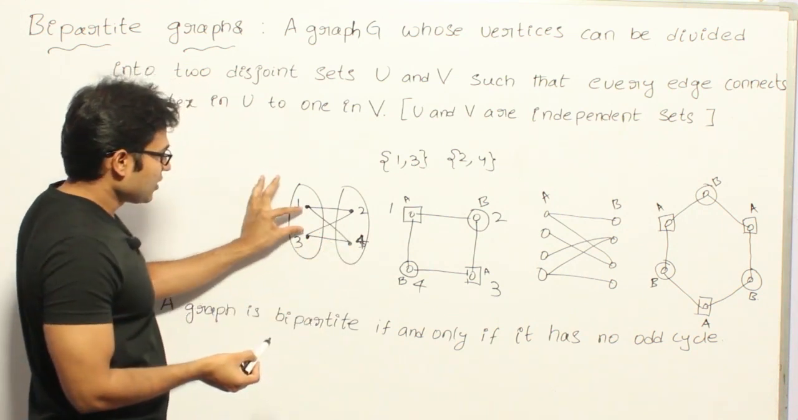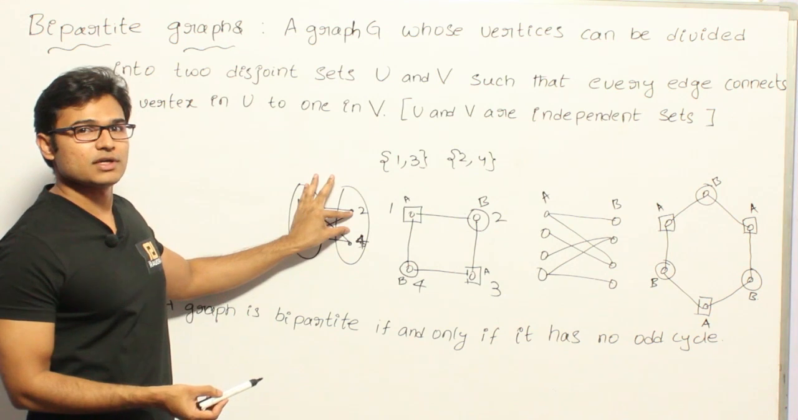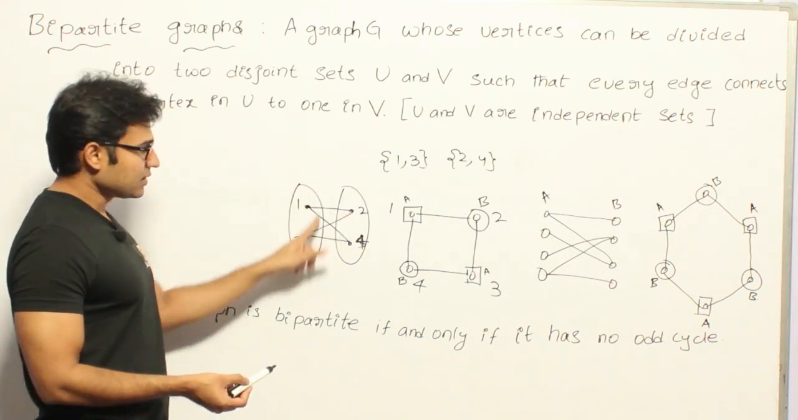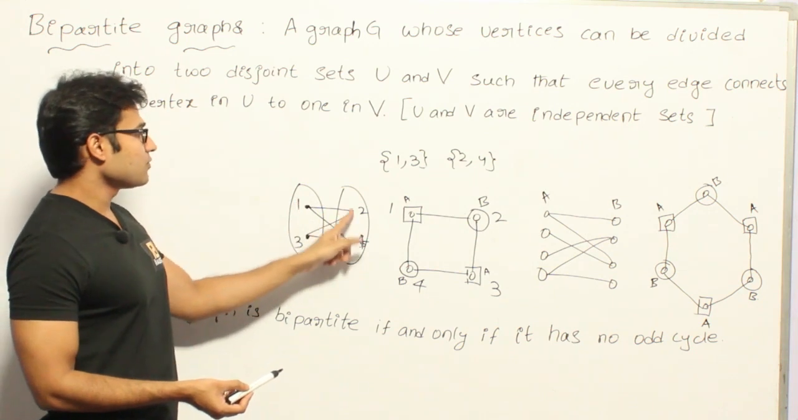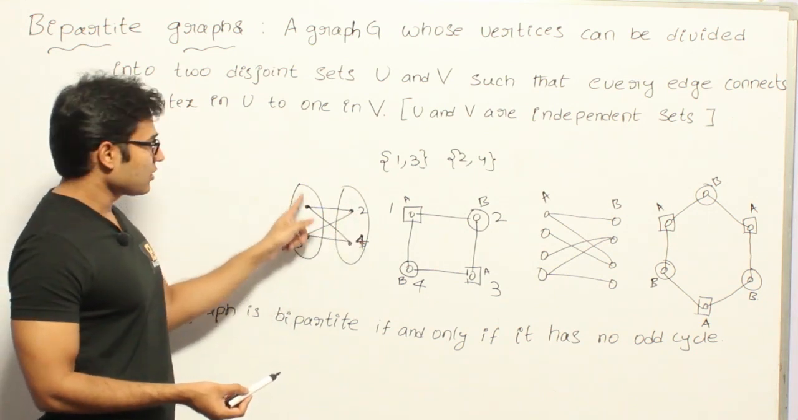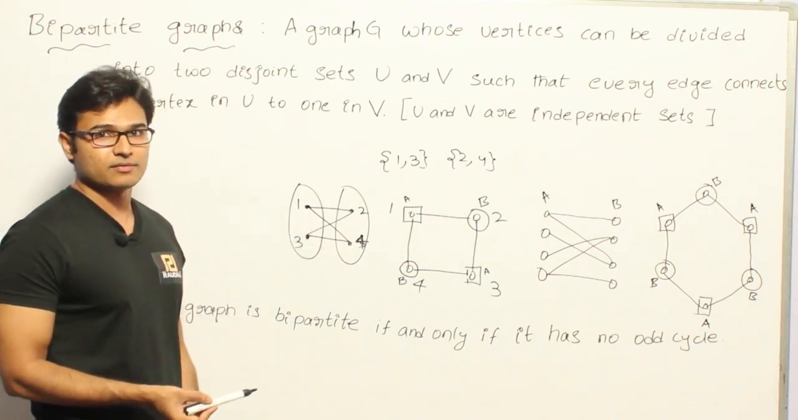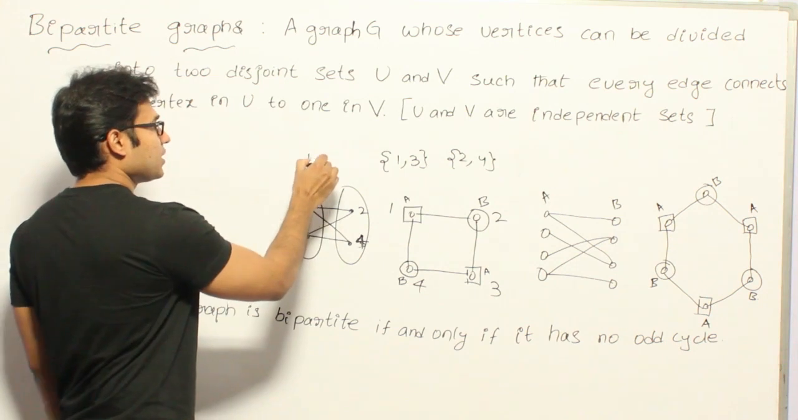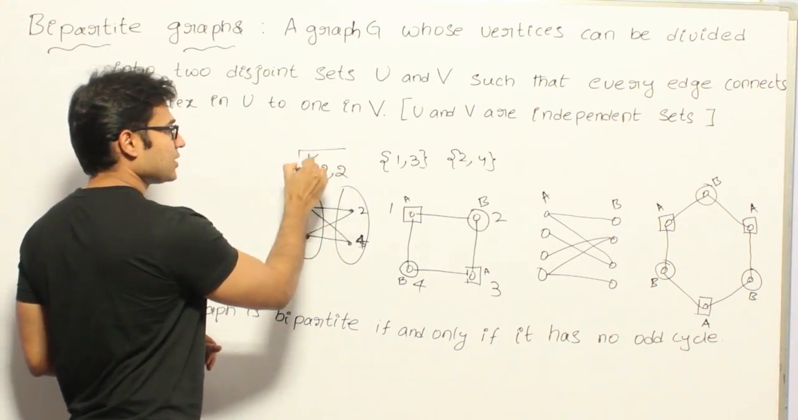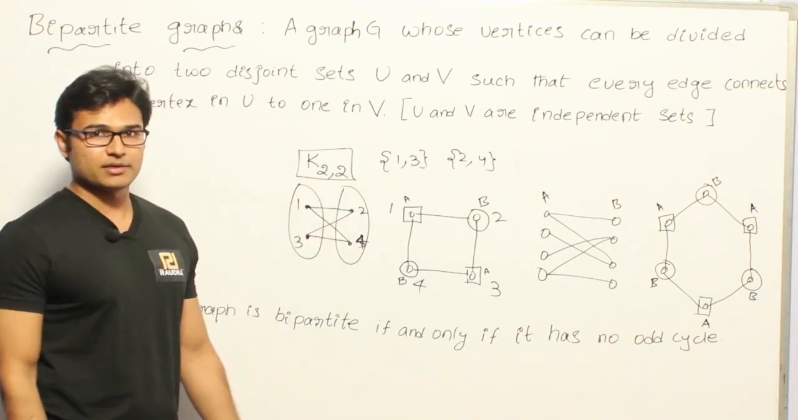Now if you see this, between these two there is no edge, and between these two there is no edge, right? And also every vertex present in this set is connected to every vertex present in the other set. Similarly, every vertex present in this is connected to every vertex present in this. That is why it is also called a complete bipartite graph, right? So a complete bipartite graph with two vertices on one side and two vertices on the other side is K2,2. You can also call it complete bipartite, right?